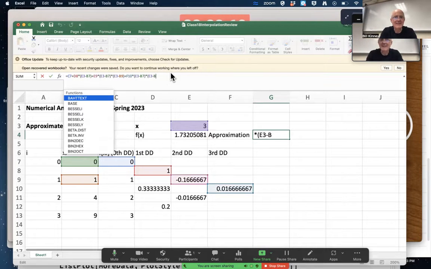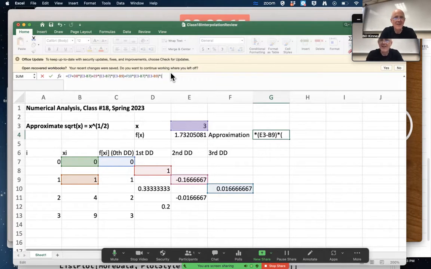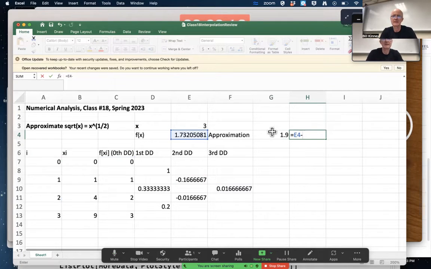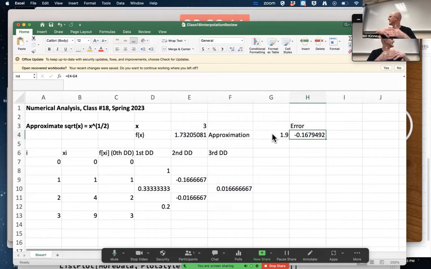E3 minus B9, I meant to do. Sorry, it's hard to see now. E3 minus B11 is the last thing I'm typing. You don't have to do E3 minus B13, right? You don't have to do x minus xn. It's already taken care of in the interpolation. It's kind of nice. Not so good. The error is bigger than we usually like. It's not surprising that third degree didn't do so well visually either.